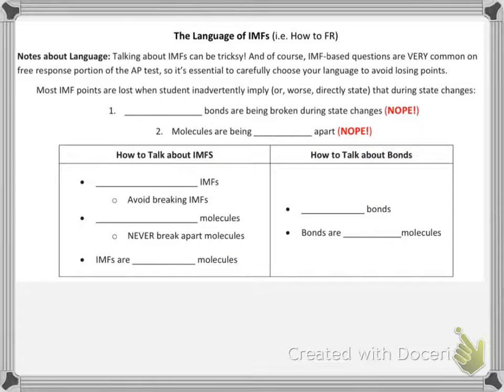Answering free response questions about intermolecular forces can be tricky. And turns out, IMF-based free response questions are very popular on the AP test. So clarity of language is essential. There are many times where a student who has written a mostly correct answer loses a point because they're talking about a state change or a physical change, and they talk about how chemical bonds are being broken during a state change. And that is absolutely not true. A state change is a change in state of matter. The whole point is you're not breaking chemical bonds.